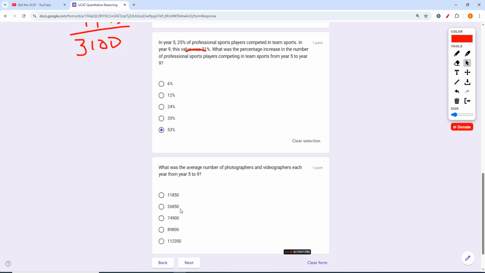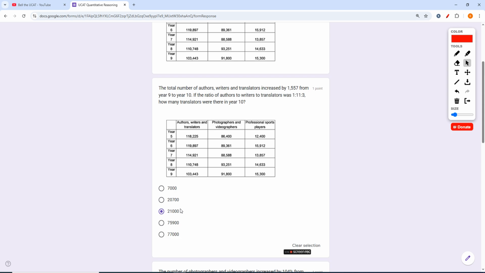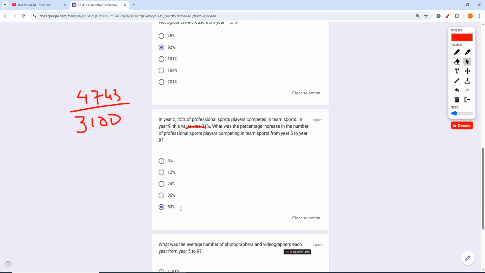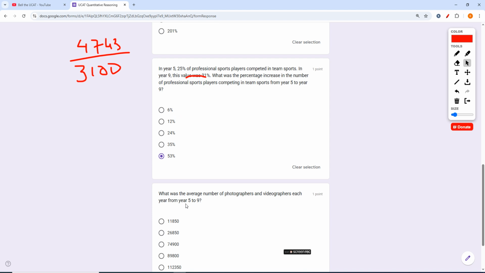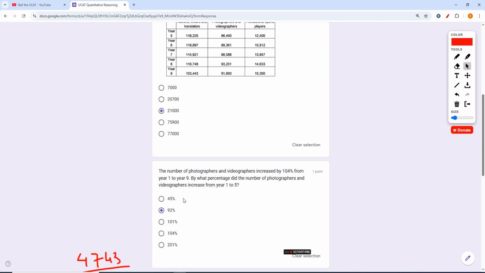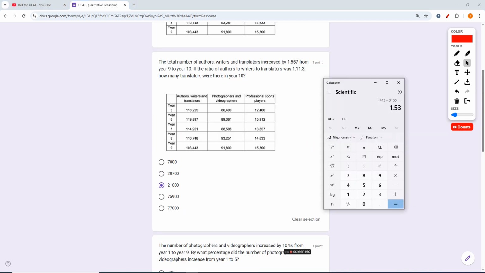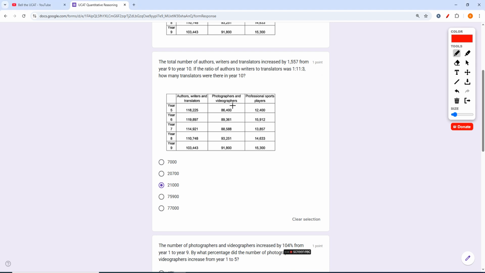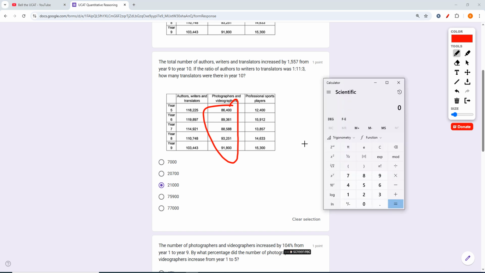What was the average number of photographers? Right, average number, multiple ways of doing it. There are way too many numbers, so I'm not going to bother adding them up. So what's the speed maths trick? We have years 5 to 9 photographers. Ideally, what somebody would have done is start adding up all these numbers. Sorry, speed maths doesn't want that. Speed maths needs speed.